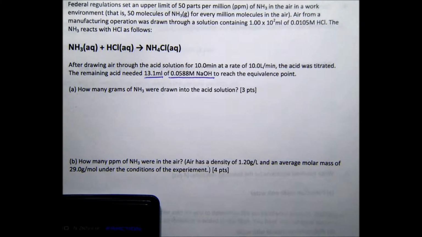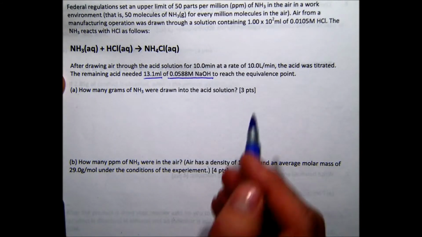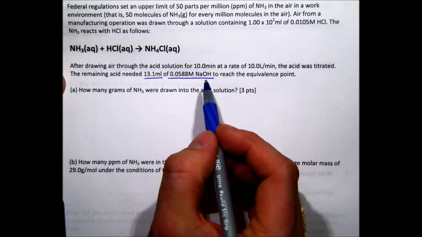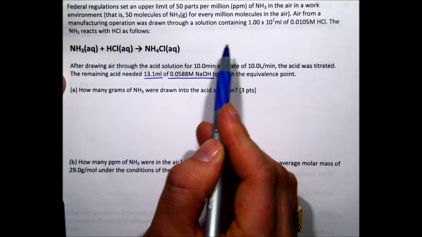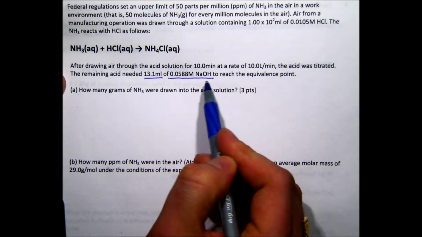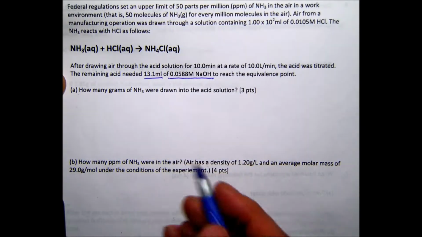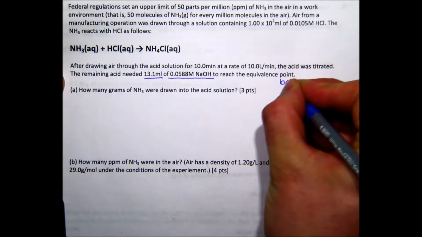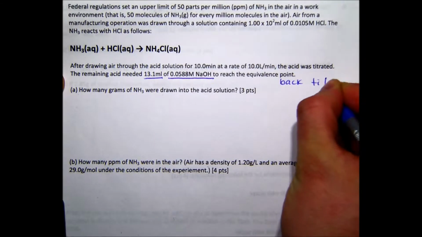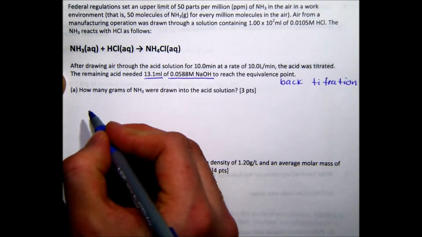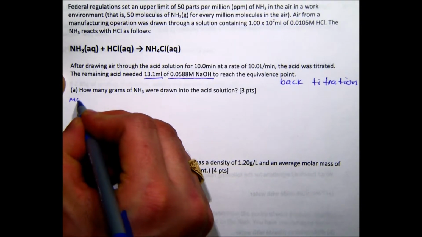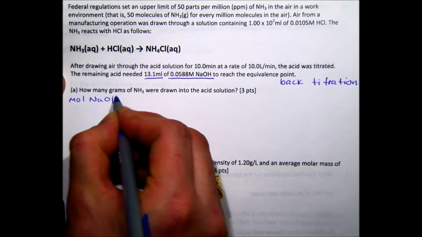So in this particular problem, we're going to see that ammonia, which acts as a base, is being drawn through a solution containing HCl. So what we're going to do is we have so much HCl, which is listed in the question at 100 milliliters of 0.015 molar HCl. So we're going to see how much of that ammonia neutralizes the HCl. But then basically we're going to back titrate what we know hasn't been reacted using NaOH.